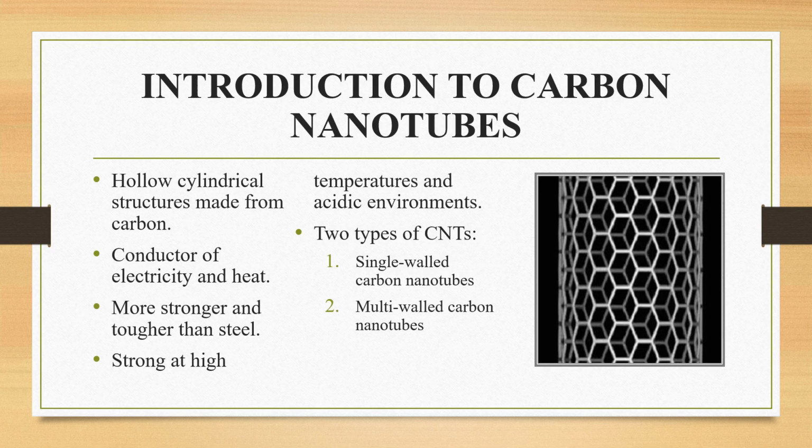These are hollow cylindrical structures made from carbon and are of two types. One is single-wall carbon nanotubes and the other is multi-wall carbon nanotubes. These are good conductors of electricity and heat and are strong at high temperatures and acidic environments. These are much stronger than steel. These are the basic properties of carbon nanotubes.